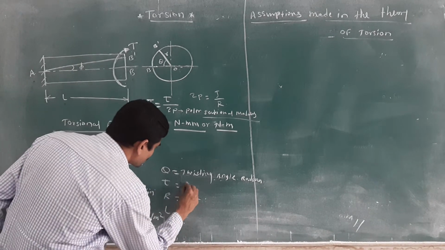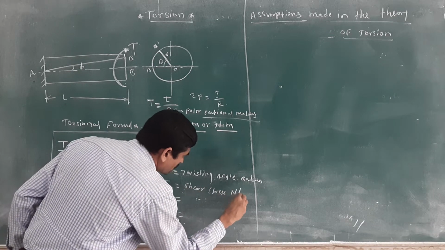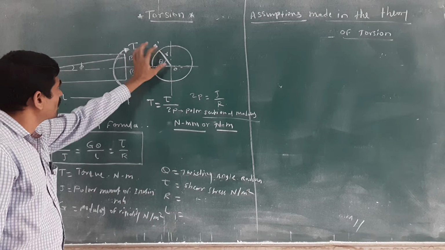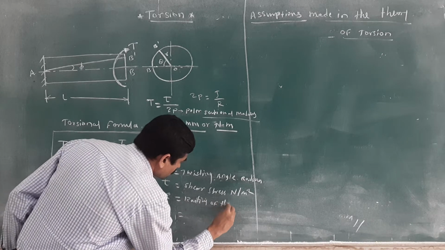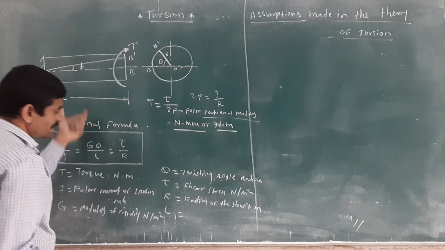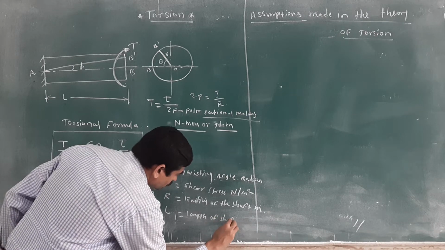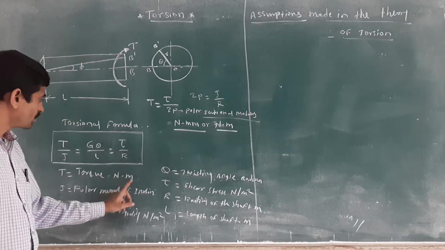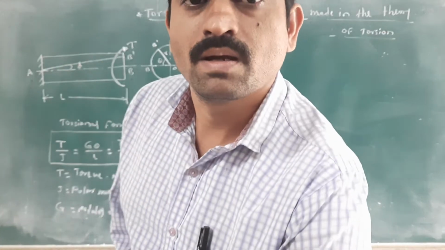Then what is the tau? Tau is the shear stress. What is the unit of shear stress? Newton per meter square or MPa. What is the R? R is the radius of that shaft. This is given in meter. And what is the L? L is the length of the shaft. This is also given in meter, because I have written all the values in Newton and meter. So you have to write all the values in meter.